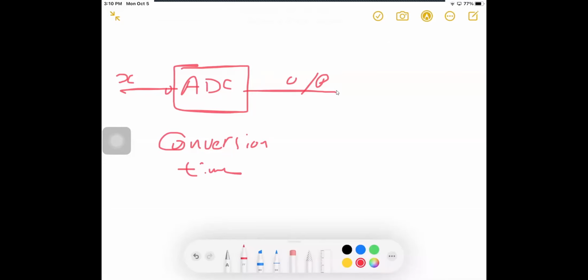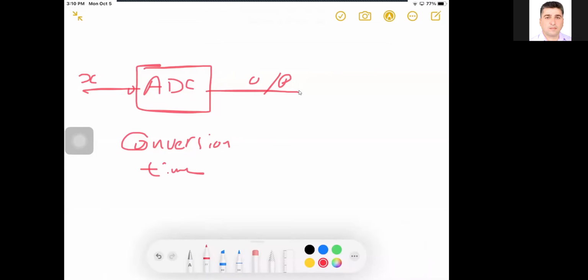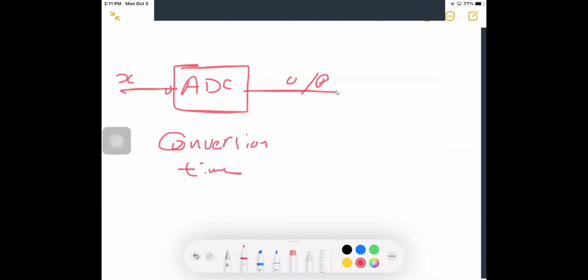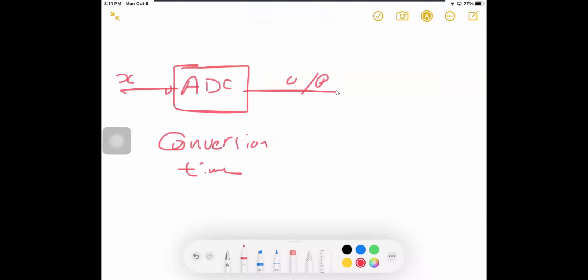During the conversion process, you have to make the sample value constant by what? By storing the value of the sample using a capacitor. Okay, this is about what? About the conversion process of the A to D converter.